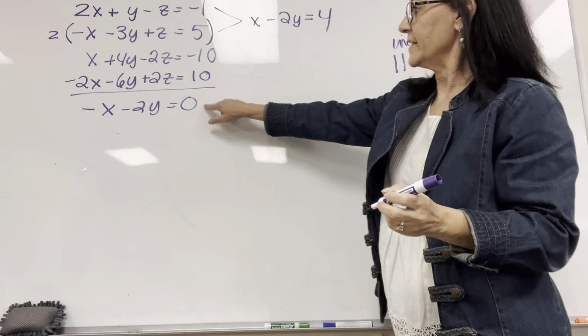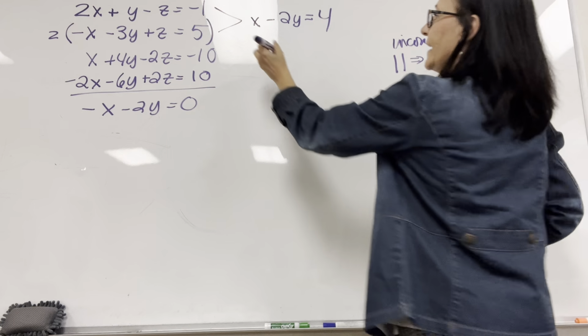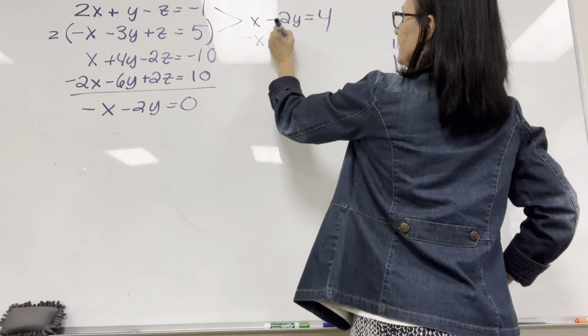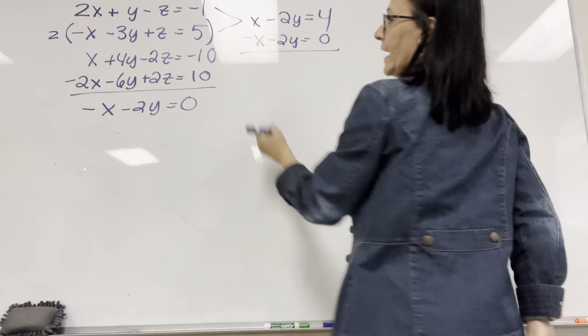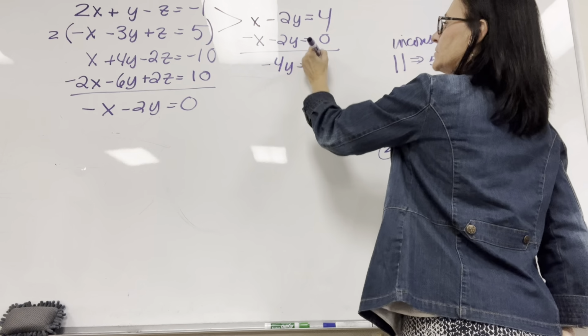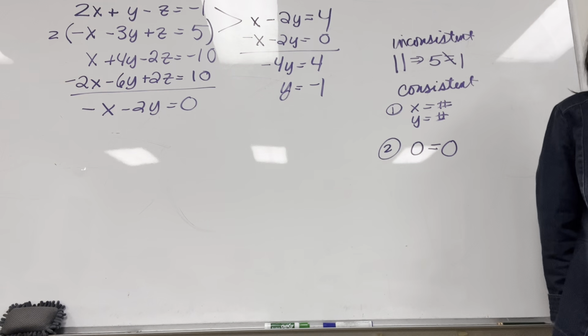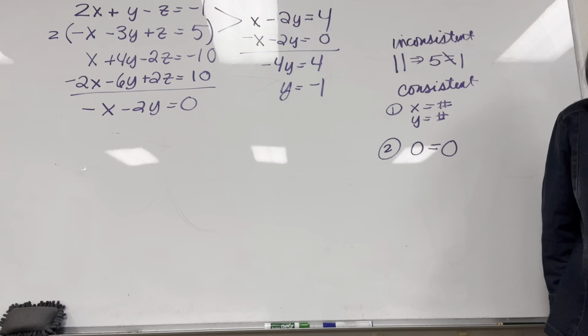All right, so now I have this equation and this equation. You can eliminate x, right? I can eliminate x. So what do I have? Negative y minus 4, equals y plus 2, equals 4. So what does y equal? Negative 1. You with me?